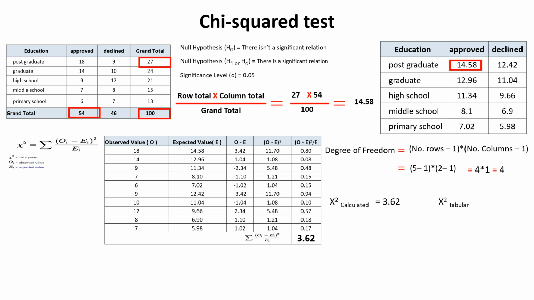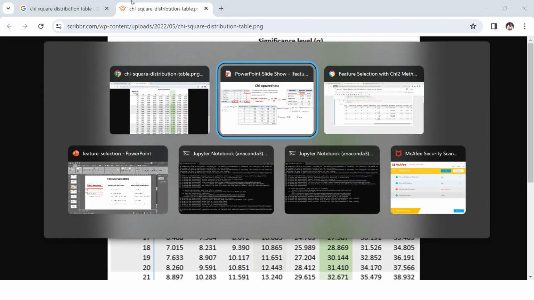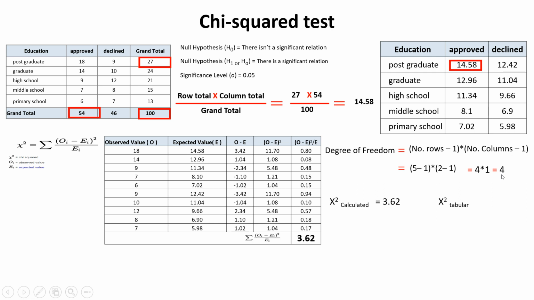Now for this, we need to find the chi-square tabular value. To find that, simply go on Google and search for chi-square distribution table, and you can open any of these. I have just opened the first one. Before we dive into that, let's understand we require two values to look for a chi-square value in the table. First one is degree of freedom, and second is significance level. Significance level we have 0.05, and degree of freedom we have 4.